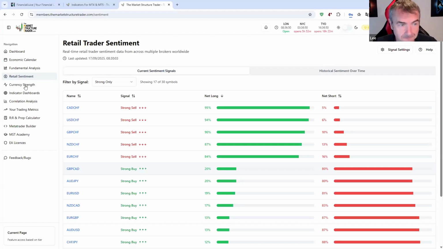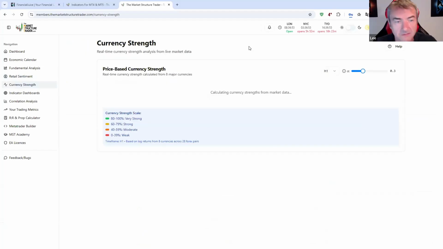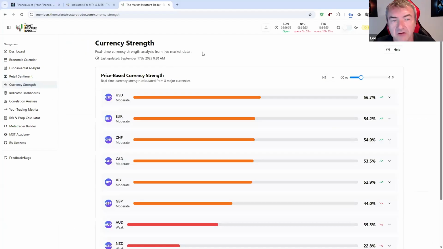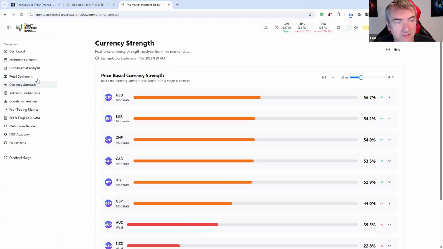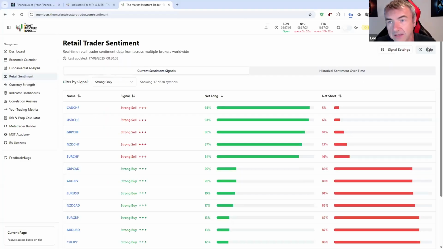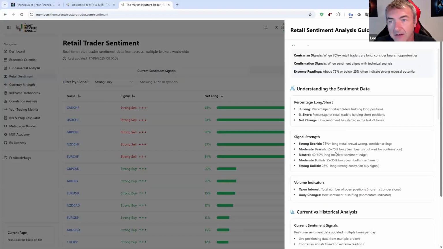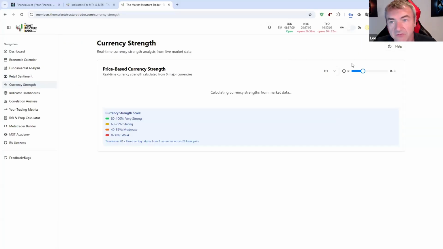So there's your retail sentiment. Currency strength. So this is the current currency strength. There's an algorithm. It is all explained here how the algorithm works. All of the pages have got this little help button there. So if ever you've got any questions or anything, it'll all be in there, how it all works.